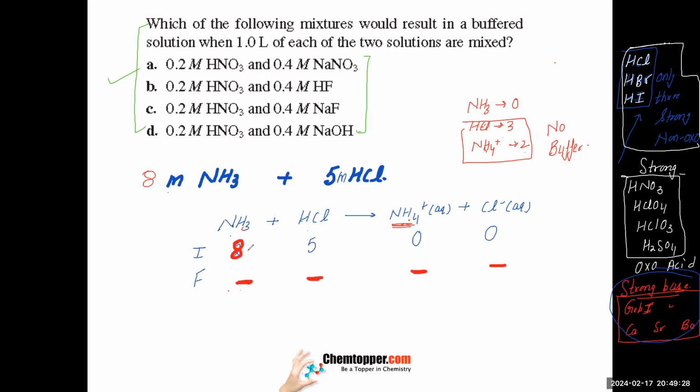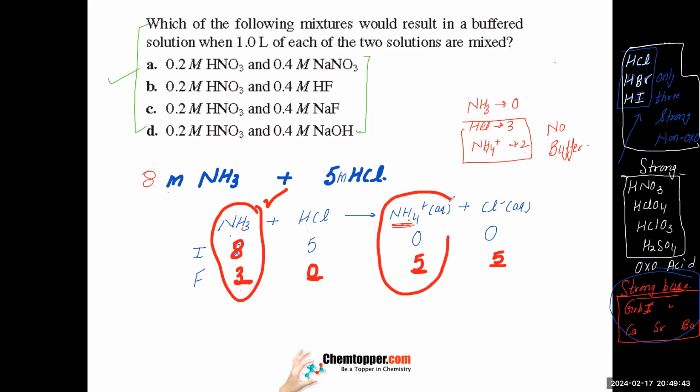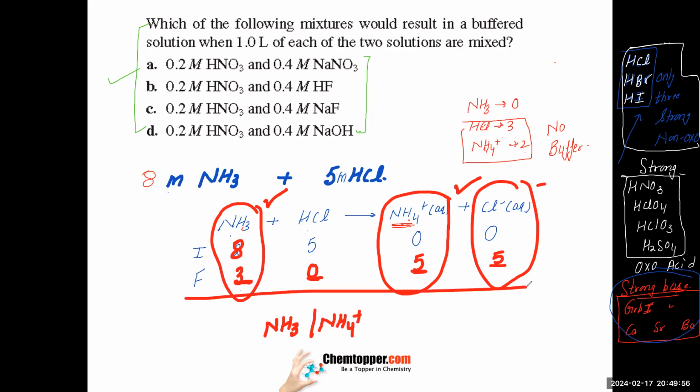So you can see that this is 3, 0, and then you said this is 5 and 5. So finally, look at the finally. Do you have ammonia finally? Yes. Do you have this strong acid? No. Do you have this ammonium? Yes. And chloride, of course, yes. Ammonia with ammonium is a buffer. So is this solution a buffer? Yes, it's a buffer.